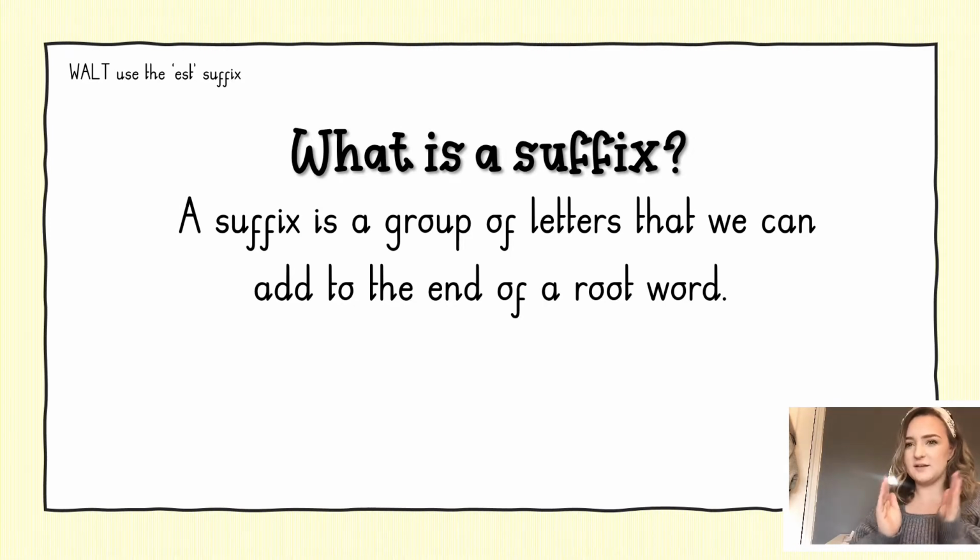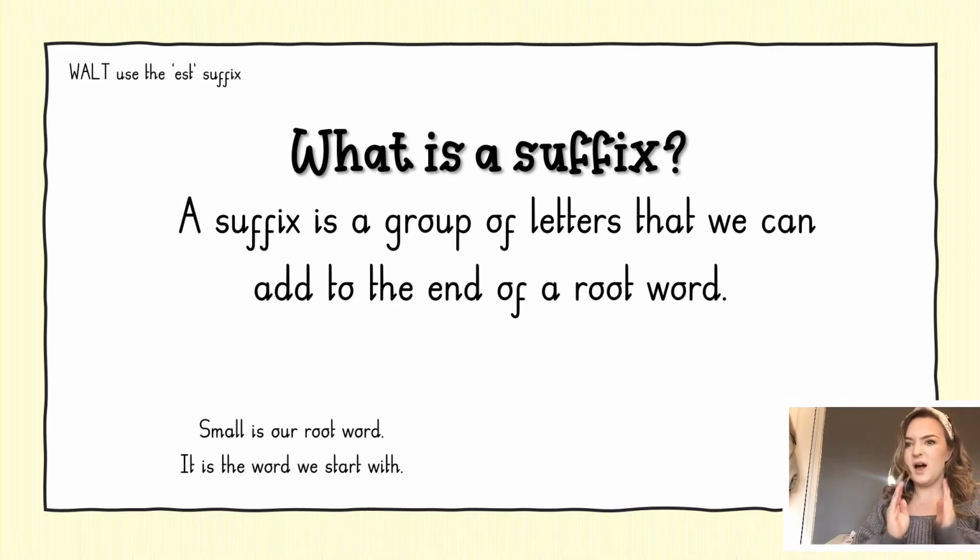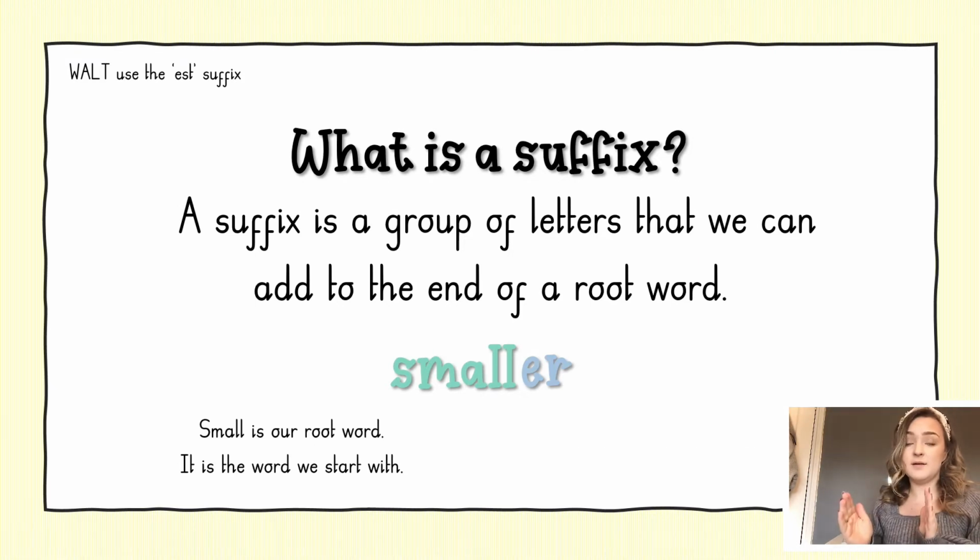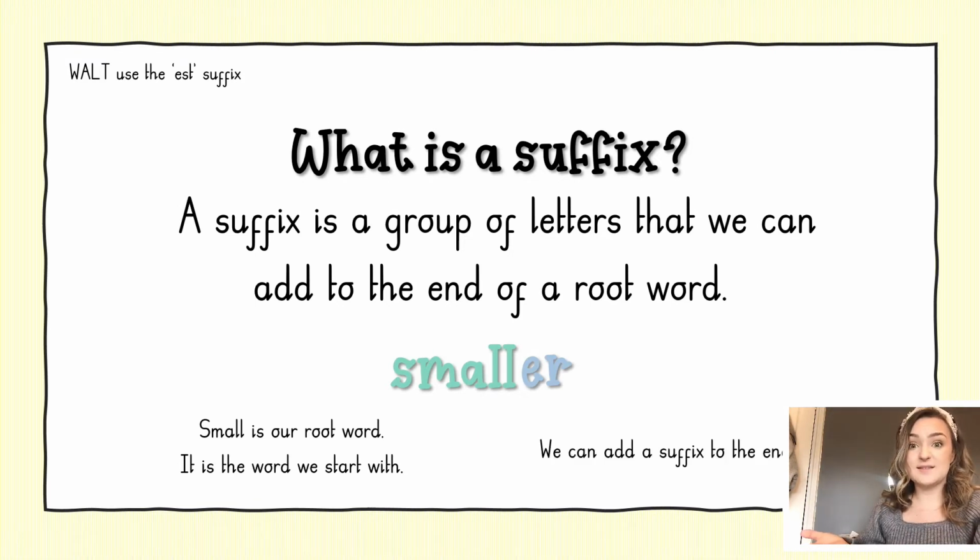A root word is the word we start with. So I'm going to start with the word small. That's my root word. And I can add a suffix to the end to change the word. So I can go small-er. I can add the suffix -er to make it smaller. So one of the suffixes we're going to look at today is -er.